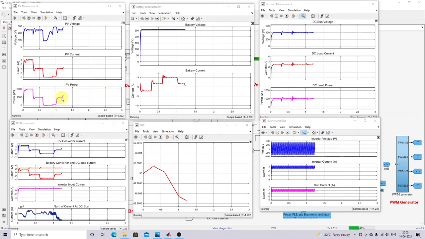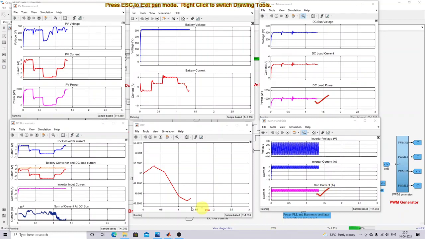Because of that, what happened to the PV power? The PV power is increasing now. After some time it is going to settle at 2000 watts. Because of increasing PV power, what happened to the battery current? Battery current goes negative. That means the battery changes mode from discharging to charging mode. And also you can see that now the DC load receives the power as well as the grid also receives the power.